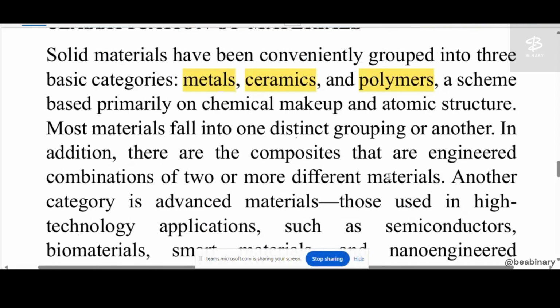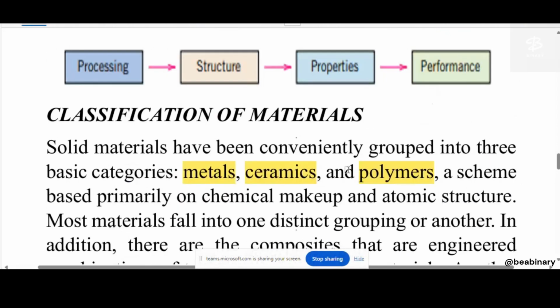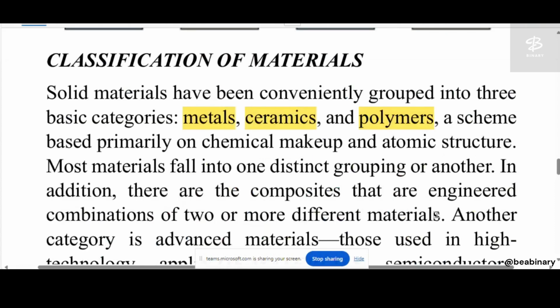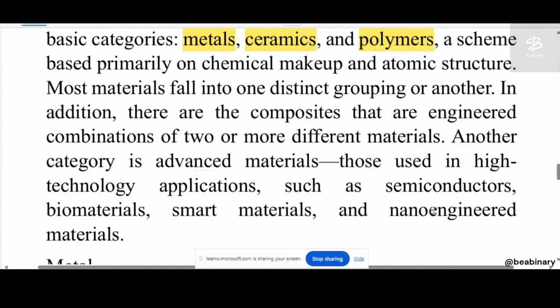Let me read first. Solid materials have been conveniently grouped into three basic categories: metals, ceramics, and polymers, a scheme based primarily on chemical makeup and atomic structure. As I have already told you in this part, most materials fall into one distinct group or another. So, obviously, whatever material you have must fall into one of these particular groups or categories.